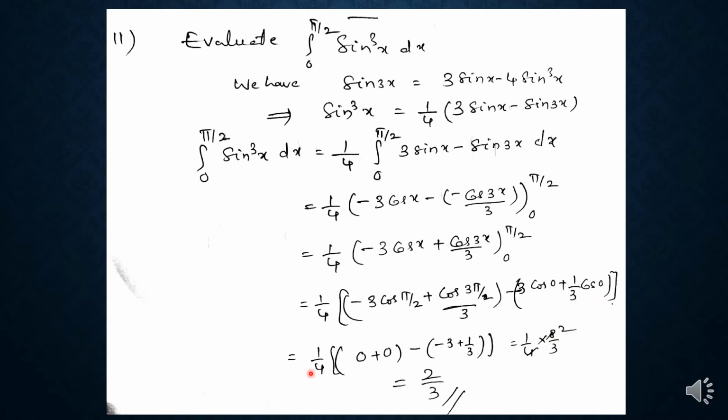So now 1 by 4 into minus 3 cos pi by 2, value is 0, minus 3 into 0 is 0, plus cos 3 pi by 2. Cos 3 pi by 2 is also 0, minus, minus 3 into cos 0, value is 1. Minus 3 into 1 is minus 3, plus 1 by 3 into cos 0, value is 1: minus 3 plus 1 by 3. So that is minus of minus 8 by 3, that is 1 by 4 into plus 8 by 3, that becomes 2 by 3. That is the solution.